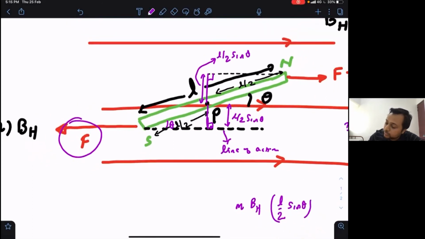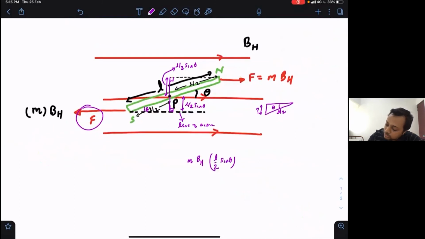So this south pole will also get the same magnitude of force, and the same magnitude of torque also. So the total torque on the magnet will be double the torque on an individual pole. So that is the total torque. The torque can be written as m into L into B_H into sin theta.